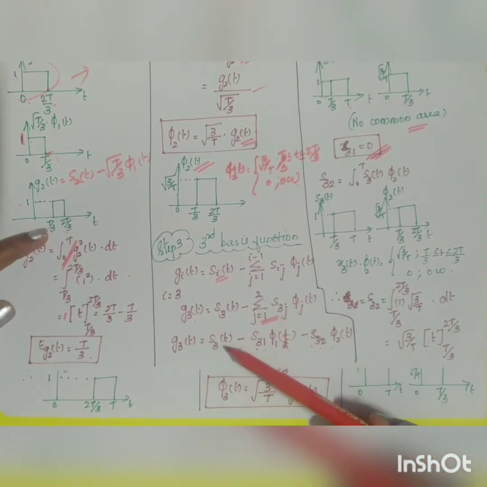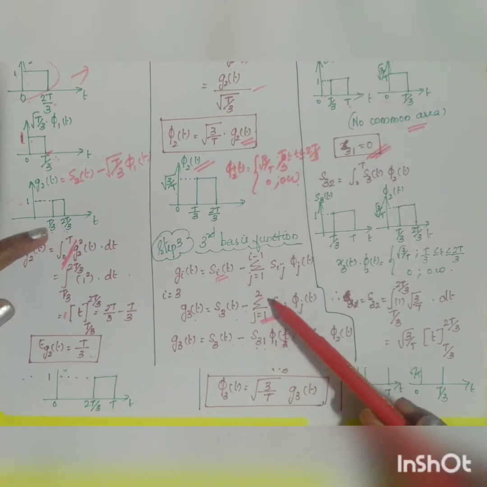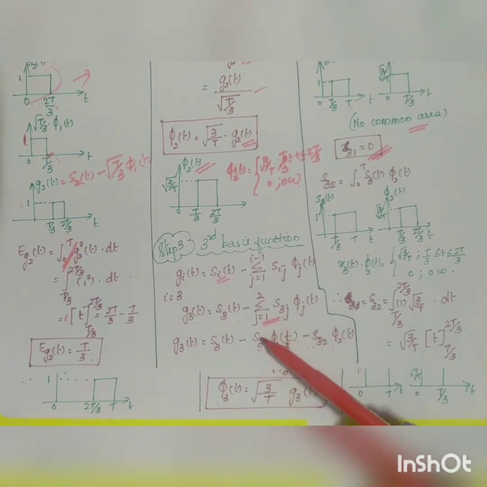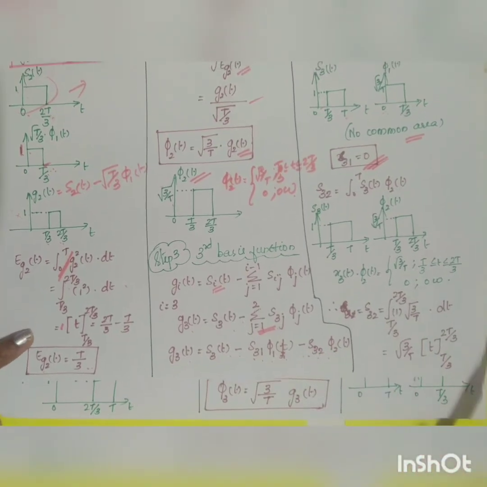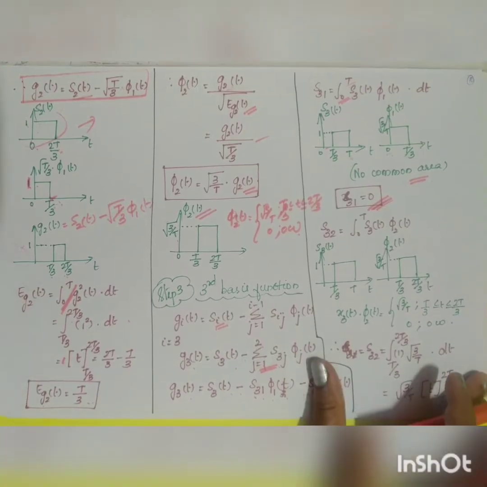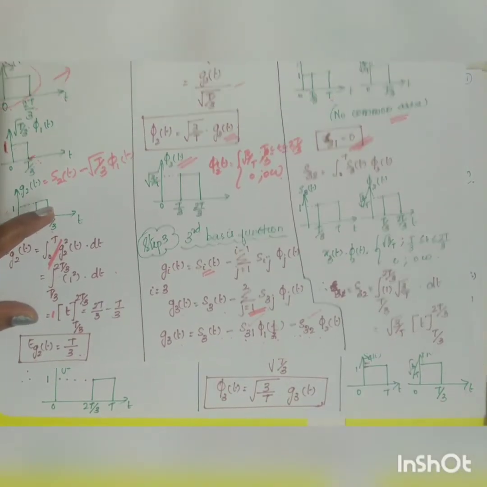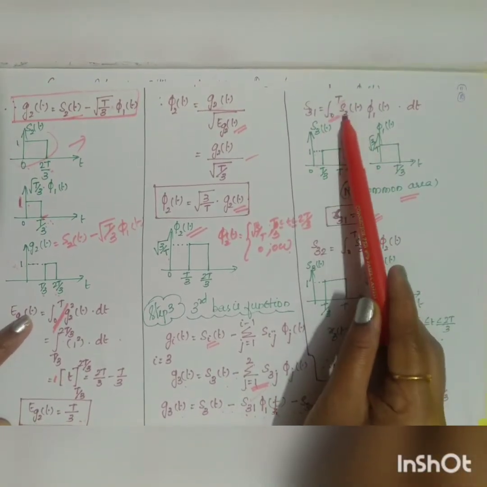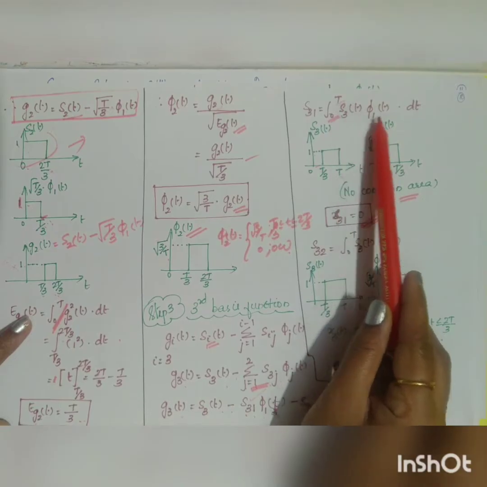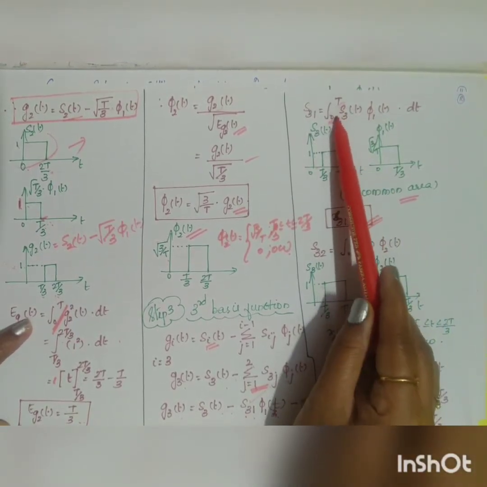Therefore, g3 of t will be equal to s3 of t minus, j is equal to 1 and 2 you are going to substitute. So, first is 1, right? So, s31 into phi 1 of t minus s32 into phi 2 of t. Okay, now you have to find out two coefficients. One is your s31 and the second is your s32. Now what is your s31? s31 will be equal to integral 0 to t, s3 of t into phi 1 of t into dt, the sij formula, right? So now you have to find out the limit.